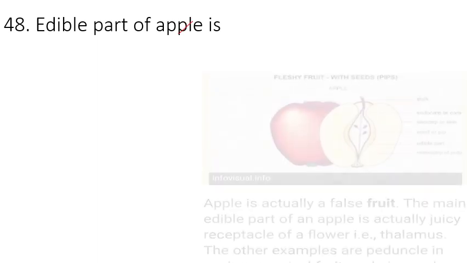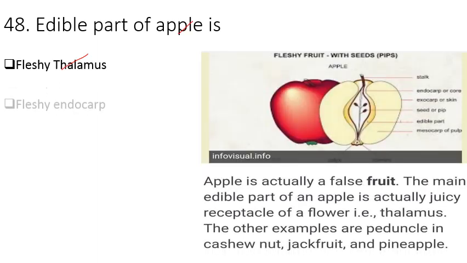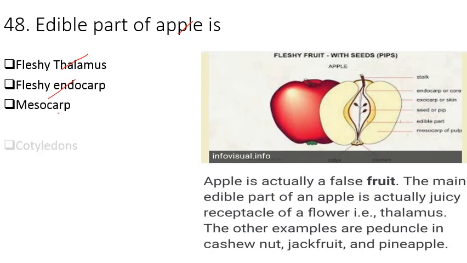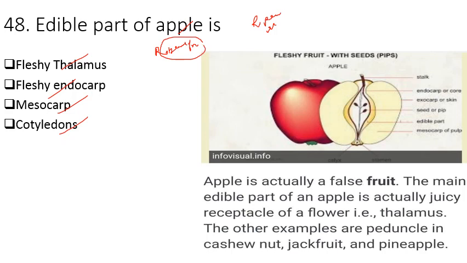Then comes the next question. The edible part of apple is: our options are fleshy thalamus, fleshy endocarp, mesocarp, or cotyledons. As we know, fruit is ripened ovary. Ripened ovary is known as fruit. This is the simple definition of fruit. And seed is ripened ovule. So in case of apple, we don't eat the ripened ovary. We eat the fleshy part, which is known as thalamus.